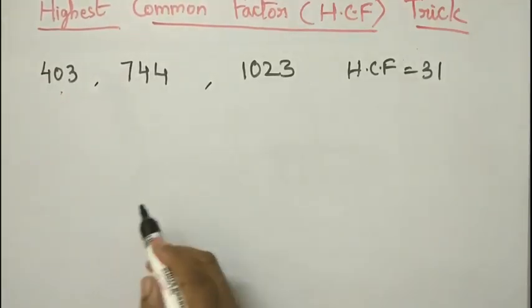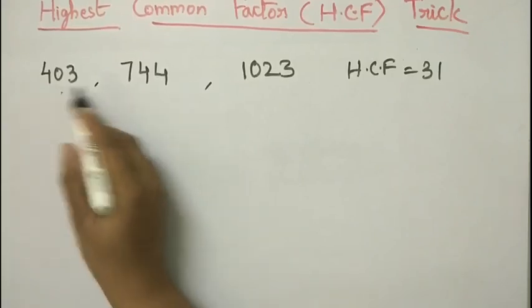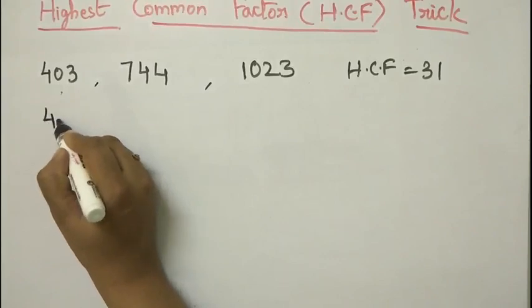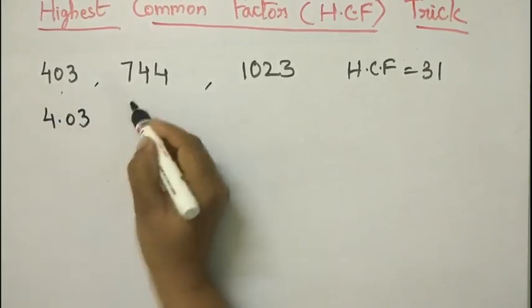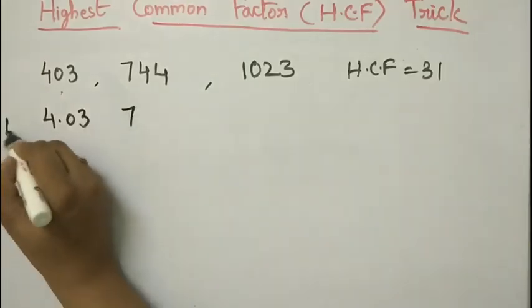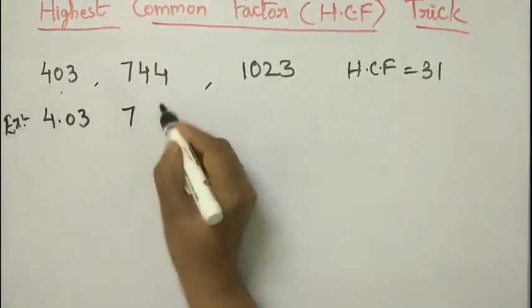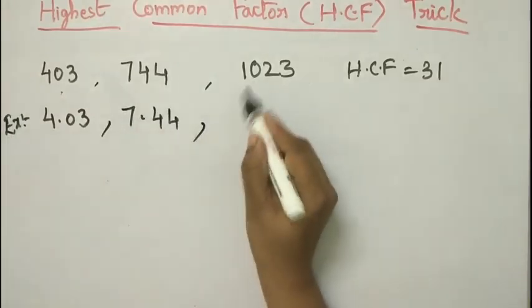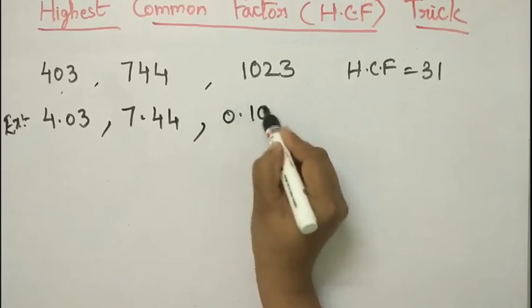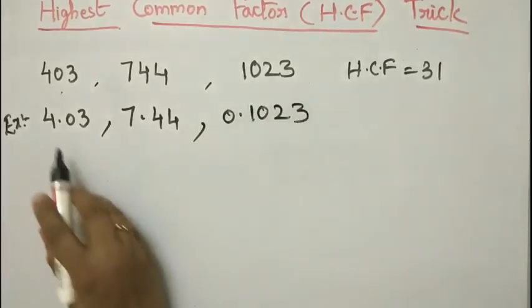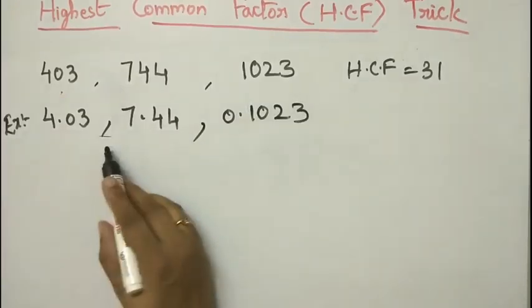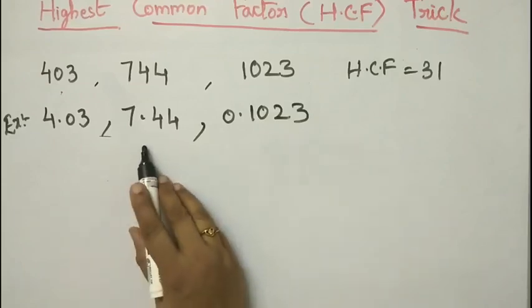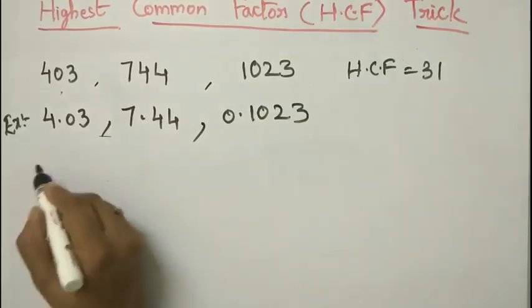Now let us see the case of decimal numbers. Suppose these numbers are given as decimal numbers, that is 4.03, 7.44 and 0.1023, as an example. Suppose these are the decimal numbers they gave and they asked to find the HCF. Then first write these numbers without the decimal point.